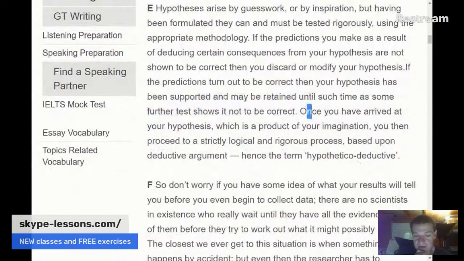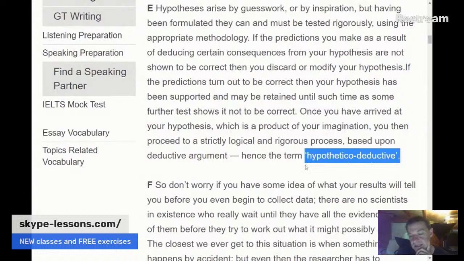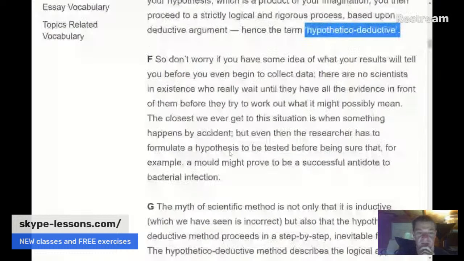Okay, once you have arrived at your hypothesis, which is a product of your imagination, you then proceed to a strictly logical and rigorous process based upon deductive argument, hence the term hypothetico-deductive. Okay, so that's all of E.